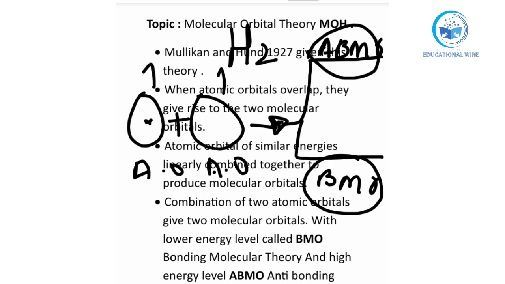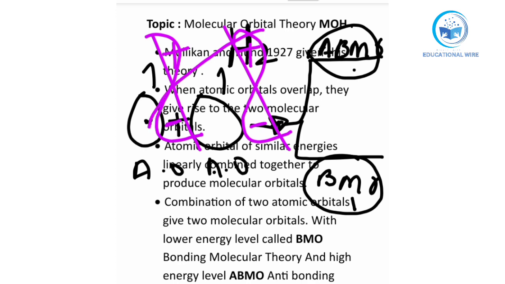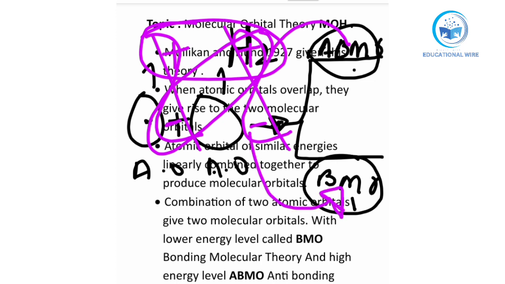What is destructive and constructive? The antibonding molecular orbital has high energy, and the bonding molecular orbital has low energy. Let me explain: this is a crest and trough. This is positive, this is also positive, this is negative, this is negative. When positive overlaps with negative, crest with trough, it is called destructive overlapping. But when positive overlaps with positive, crest with crest, it forms the bonding molecular orbital, which is called constructive overlapping.